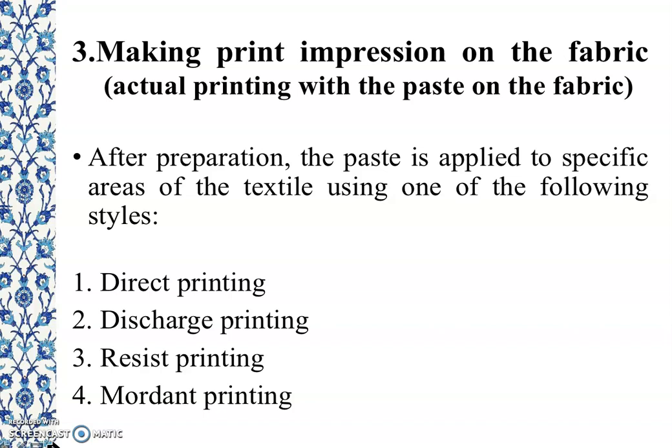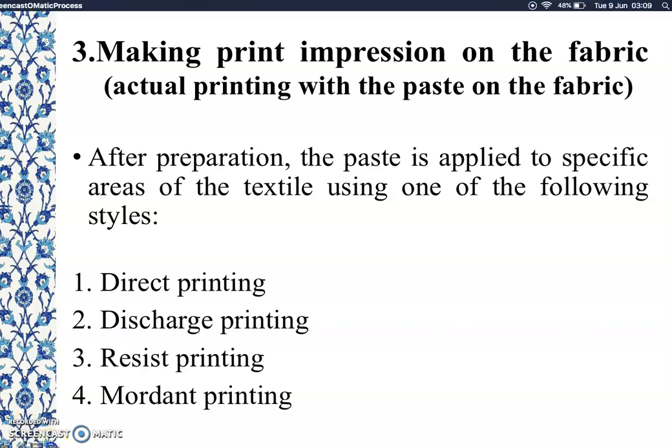Following preparation of fabric and printing paste, the next step is making the print impression on the fabric. This is actually printing with the paste on the fabric. And this printing is done using one of the following styles. The four traditional styles are direct printing style, discharge printing style, resist printing style, and modern printing style.